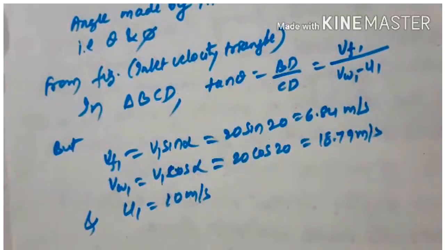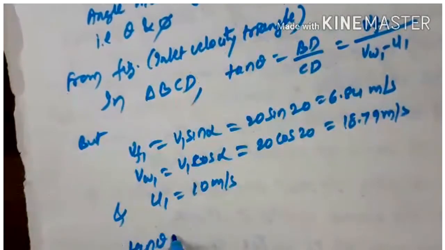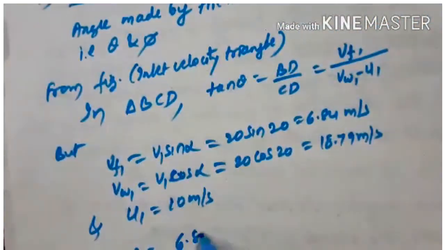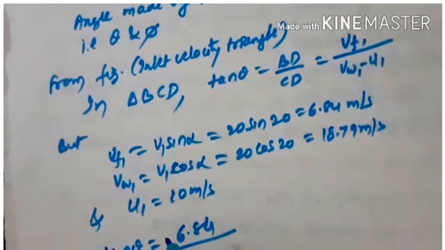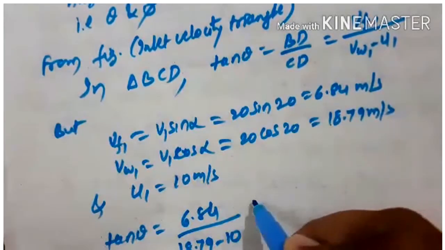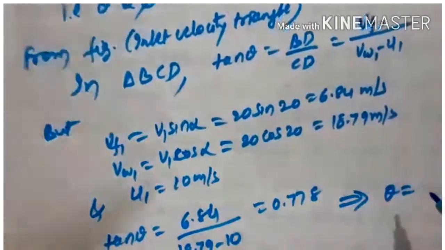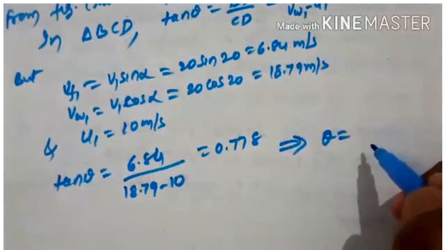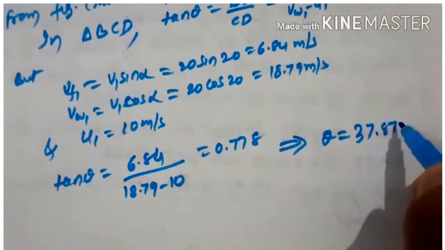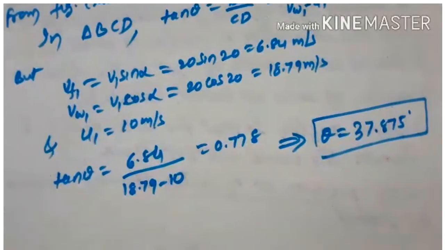Then next, tan theta equal to, substituting in the above, 6.84 divided by 18.79 minus 10, you will get 0.778. Then from this, what is theta? Calculate your theta. So theta will be 37.875 degree. This is the inlet vane angle.